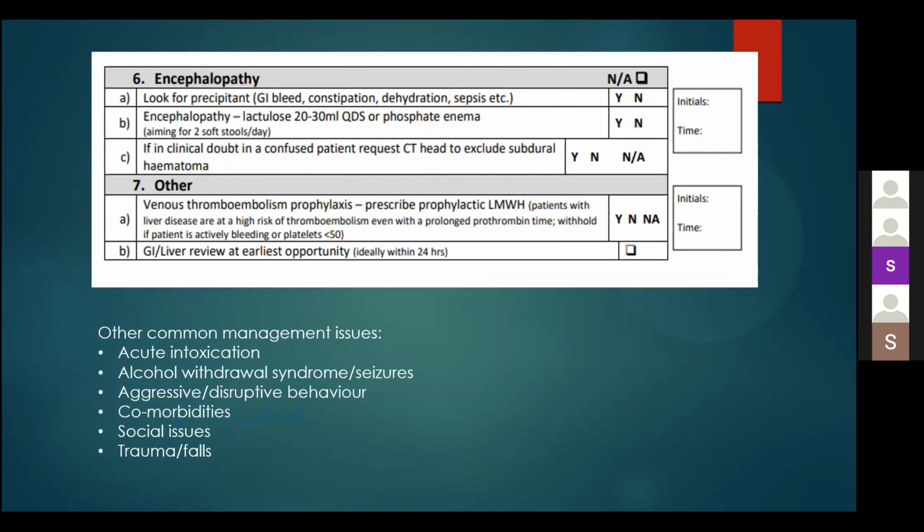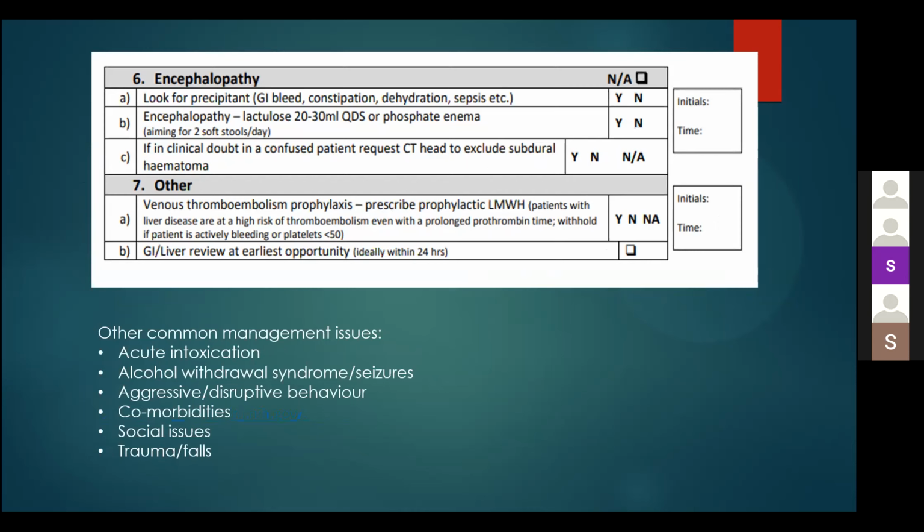And the last two boxes is, have we been considering encephalopathy? Is there a precipitant which is increasing the amount of ammonia that's being absorbed from the feces within the bowels, from a bleed? If they're constipated, are they dehydrated, or do they have sepsis, which will concentrate the ammonia in the blood because there's less fluid in there.